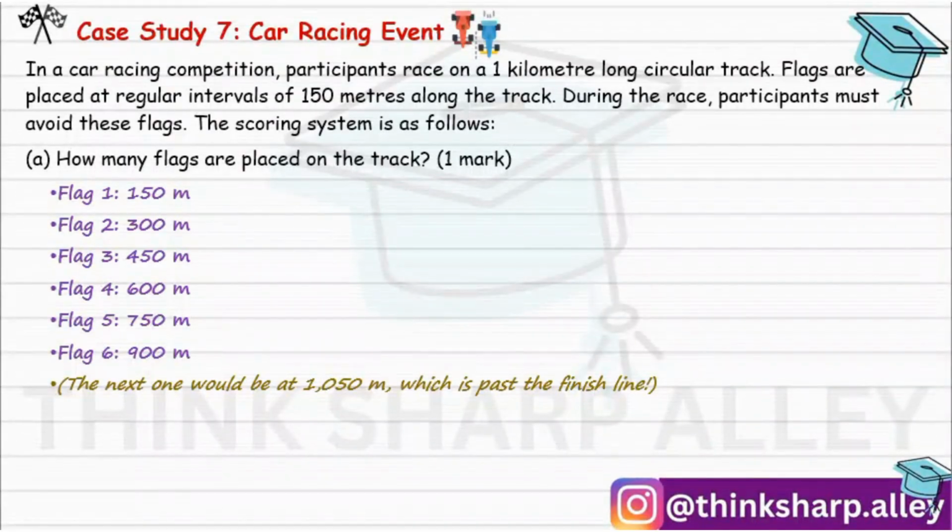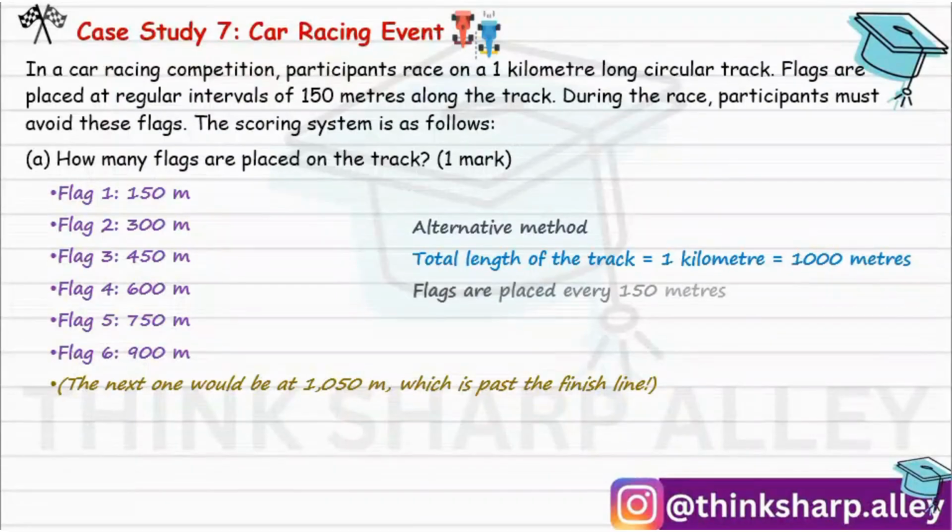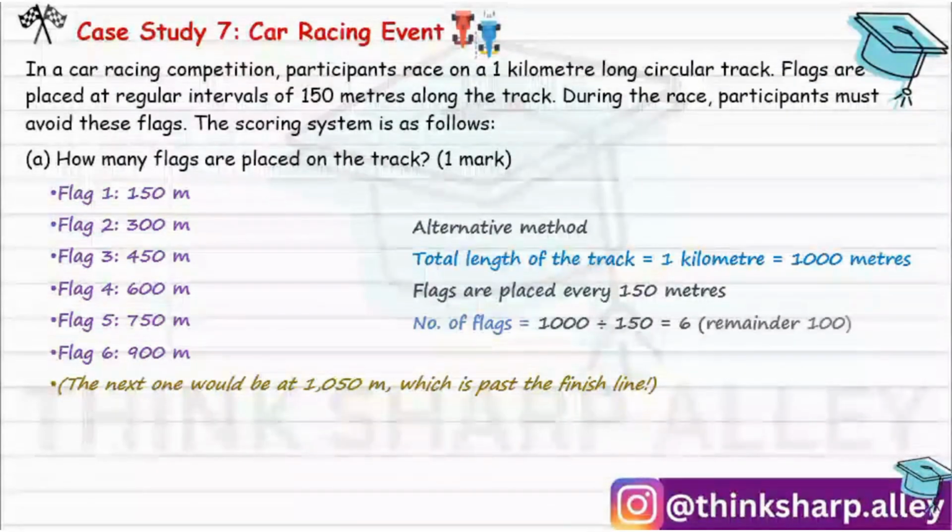But this method is too long. We cannot list like this every time, especially for bigger numbers. So instead we use a shortcut. We ask, how many 150 meter intervals fit into 1000 meters, right? For that, we simply divide 1000 by 150. And the quotient will tell you the number of flags.